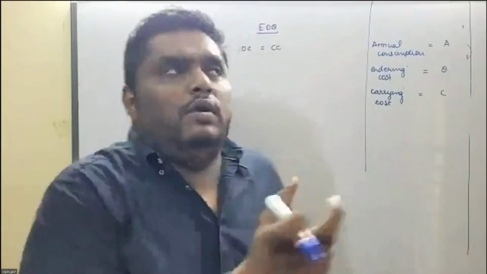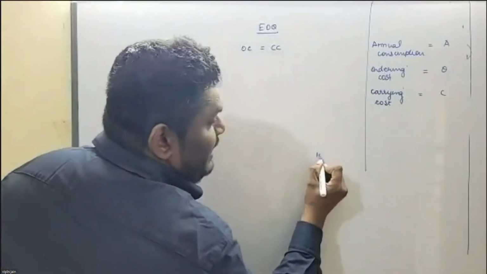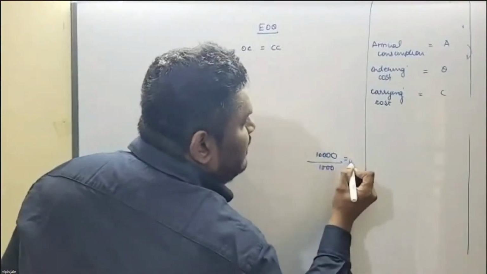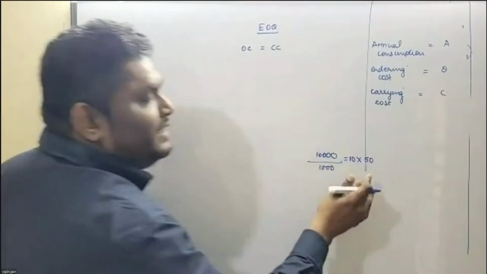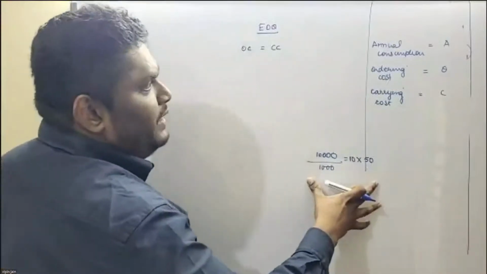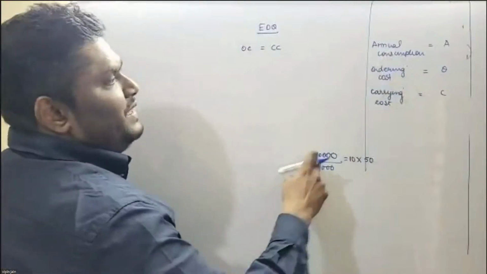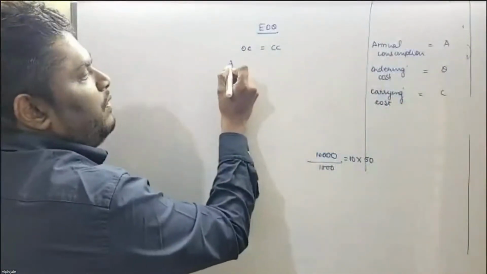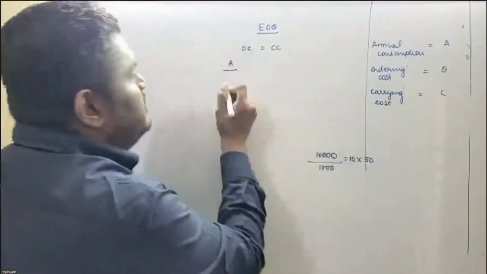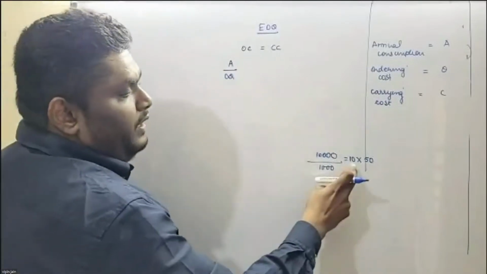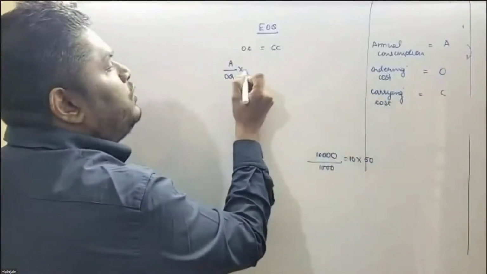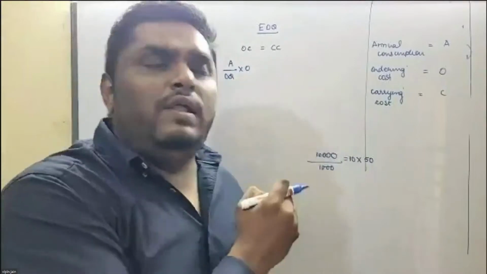Now, how do we calculate ordering cost? Very simple, guys. Let's say my annual requirement was 10,000 units, and if I place an order of 1,000 units, that is 10 orders, into the ordering cost. That is what we did to calculate ordering cost. Annual consumption is 10,000, marked as A, divided by 1,000, which is my order quantity, let's write it OQ, into 50, which is my ordering cost, into O. This is how we calculate the ordering cost.